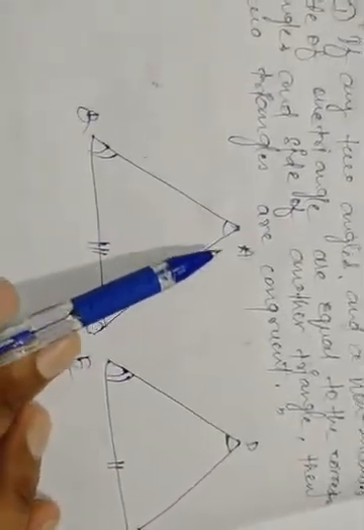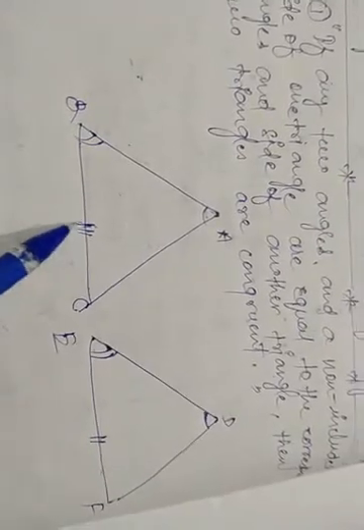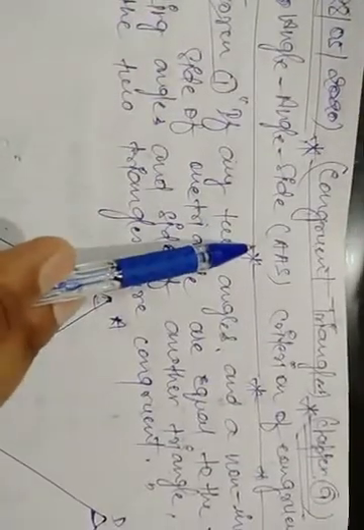Here there are two triangles ABC and DEF. According to this theorem, if any two angles and a non-included side of one triangle, that is, if angle A is equal to angle D, angle B is equal to angle E, and side BC is equal to side EF, then according to this criterion of congruence, these triangles are congruent to each other.